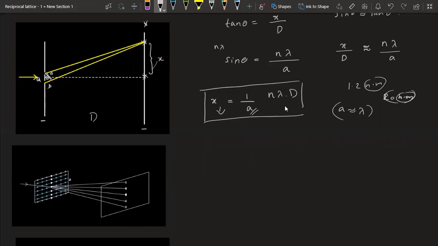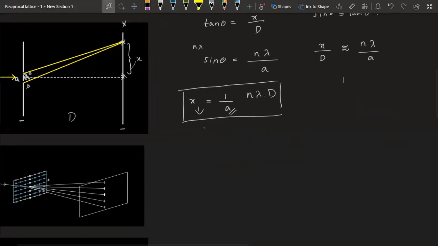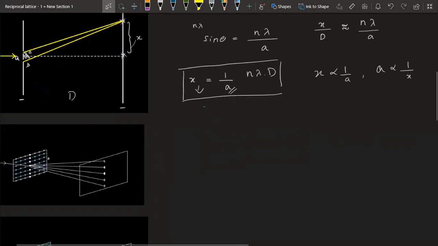So you can notice a reciprocal relationship between these things. That is, x is proportional to 1 by a, or a is proportional to 1 by x. Both mean the same thing. Okay, note that there is a reciprocal relationship.